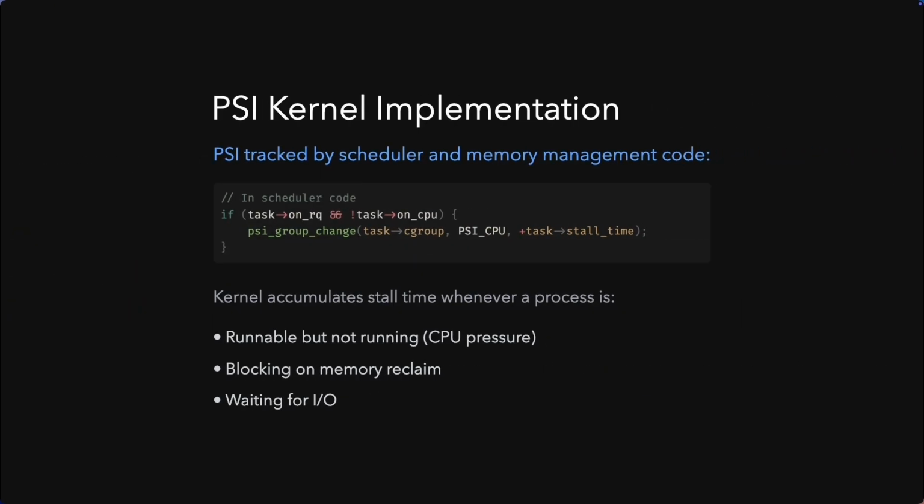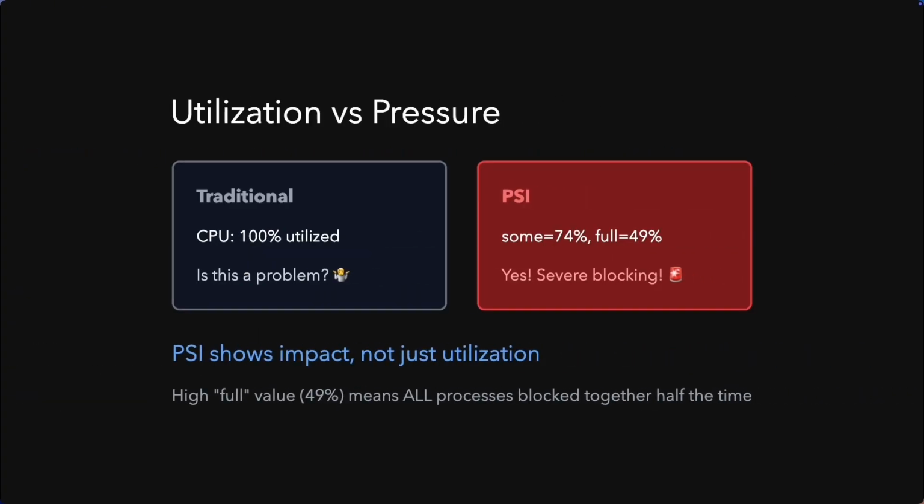And PSI is tracked by the scheduler and memory management code. Every time a process is runnable but not running, for example because of CPU pressure, or blocking on memory reclaim, or waiting for I/O, the kernel accumulates stall time.